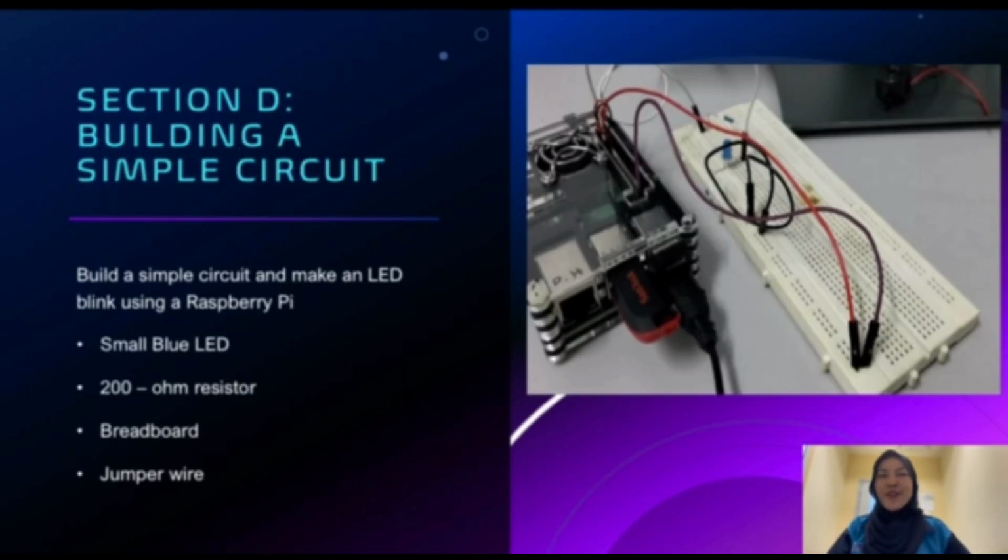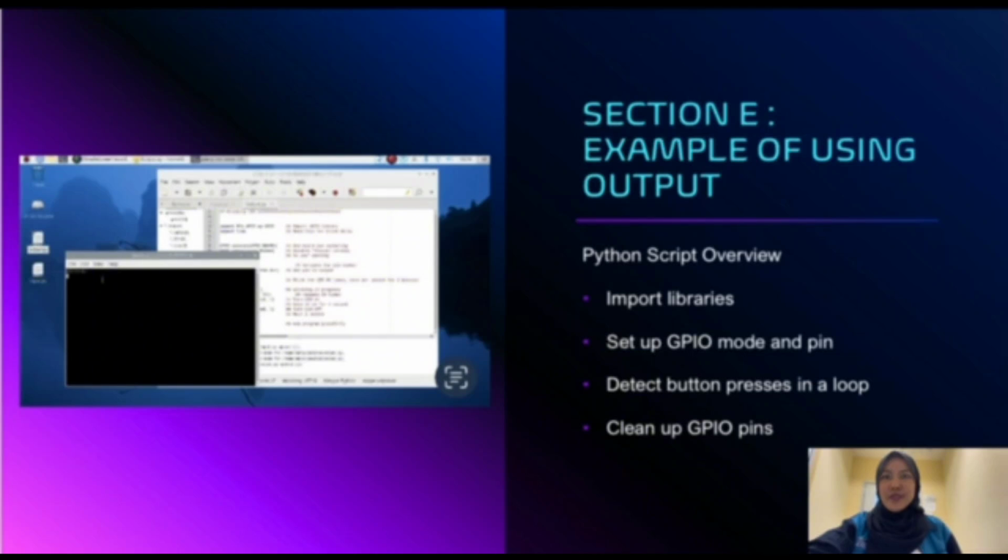So now we will continue on section D, on how to build a simple circuit and make an LED blink by using the Raspberry Pi. The components that we're going to use are a small blue LED and a 200 ohm resistor, and also the breadboard and male-female jumper wires. Now we will continue on section E, which is example 2 of using output.